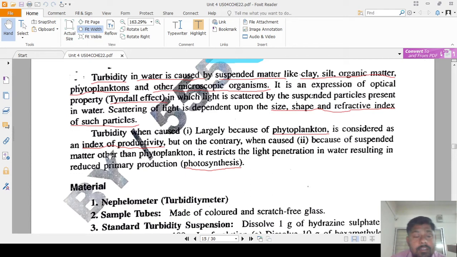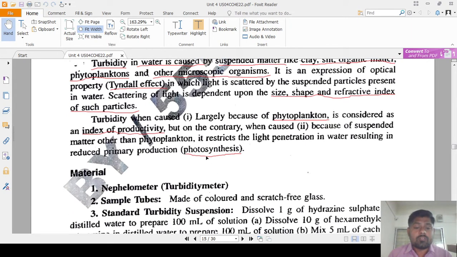When suspended matters or particles are present other than phytoplanktons, they restrict the light penetration. That means it decreases the productivity of the water, because as the amount of suspended particles increases in the water, it creates a layer, and because of that the sunlight does not penetrate into the water, and because of that the oxygen level is decreased at the bottom of that water resource, and hence the productivity of the water is decreased. That means the process of photosynthesis is decreased.